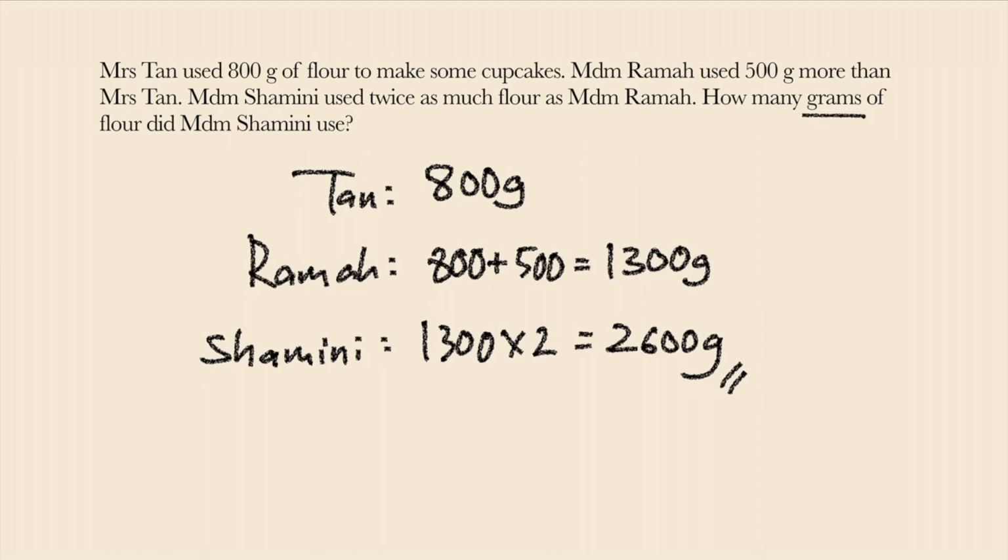This is an easy one. Mrs. Tan used 500 grams of flour to make some cakes, so make everything clear. Tan, 800 grams. Madam Rama used 500 more than Mrs. Tan, so whatever Mrs. Tan used, add 500 to it. That's 1300. Shamini used double, twice, as much as Rama, so whatever Rama had, multiply that by 2. Now, the question actually asks how many grams, so make sure your final answer is in grams, and Shamini is just what we have found right here.